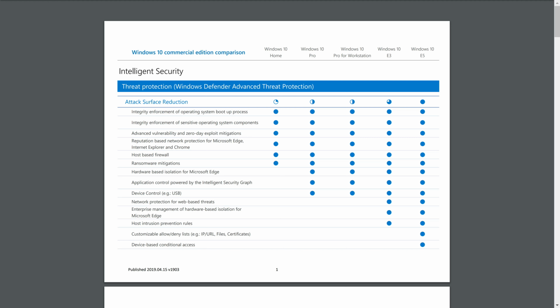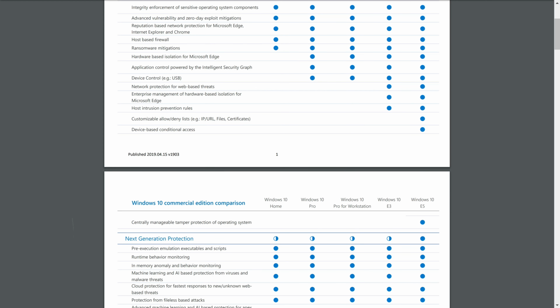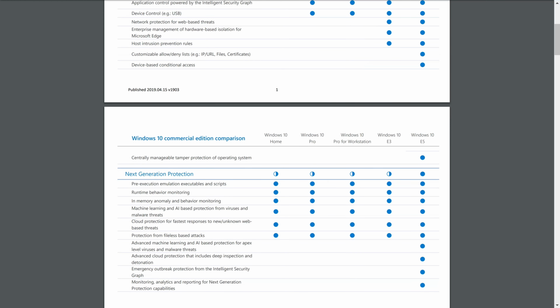You can see here initially around the threat protection side of things with Windows Defender Advanced Threat Protection, for example, things like customizable allow and deny URL and IP lists and certificates and so forth, more towards the E5 stuff as well. And if you need to carry any, for example, device-based conditional access controls, again, you'd need to be on the E5 stack of that. So, you know, you have to be more towards the upper echelons of that particular Windows 10 offering as well, right?